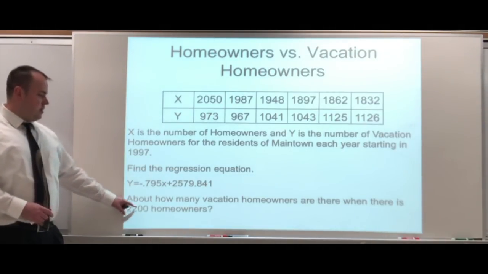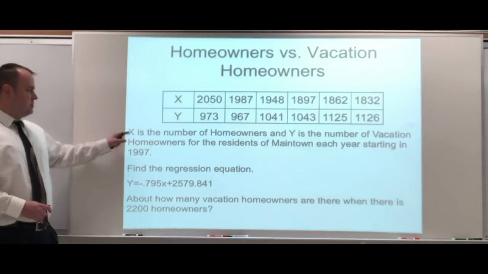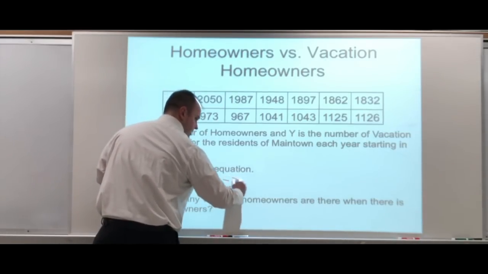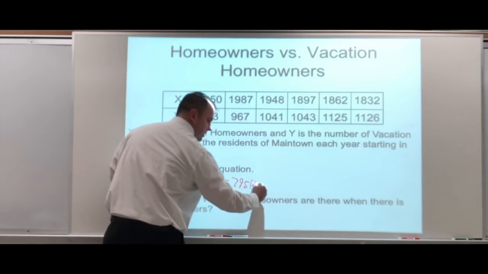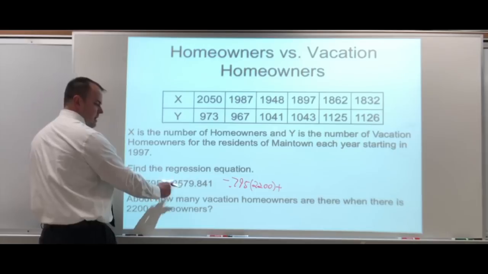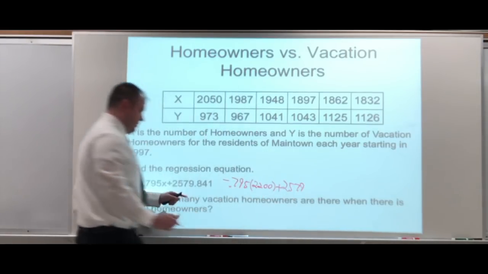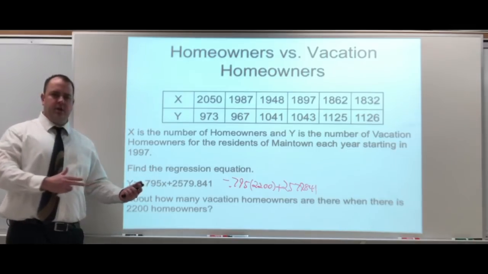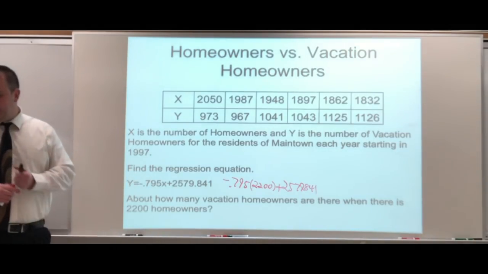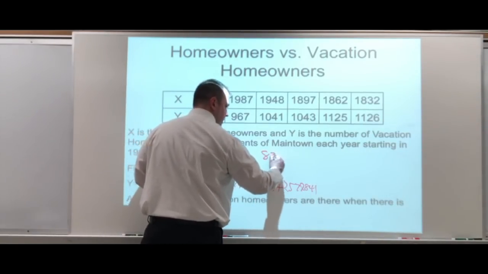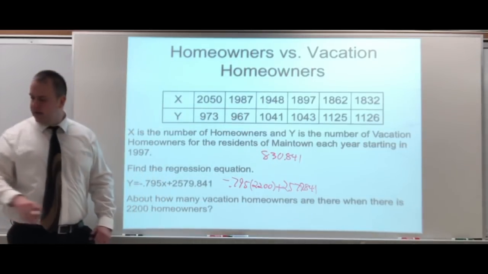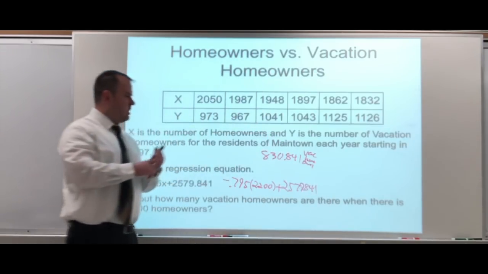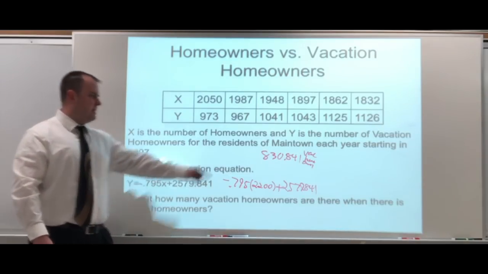Okay? Think about 2,200 homeowners. This is our X variable. Okay? So since this is our X variable, to make a prediction, you're taking that value and plugging it in for X. Negative 0.795 times our X, that's going to be our 2,200, plus 2,579.841. Okay, now plug it into your calculator. It should just do all that work for your order of operations. I have about 830.841. I get that answer right, yes. And label it somehow. Vacation homeowners. Okay, just somehow label it. I don't need a paragraph, but something to show me that that does have some meaning to it.